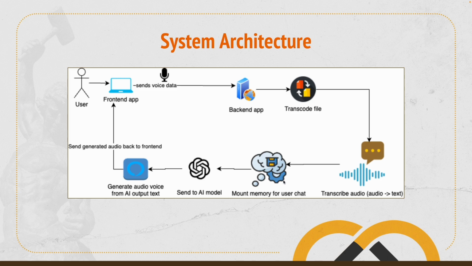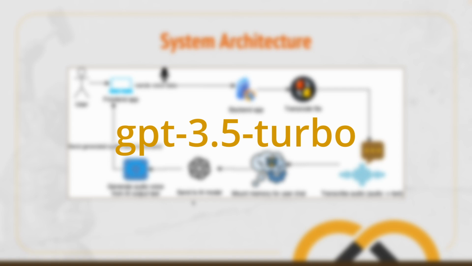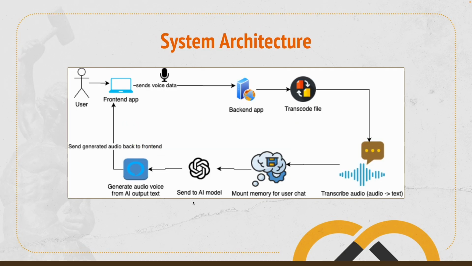So we're going to use this text content to mount the memory for the user chat for the virtual assistant, and then we're going to send this chat memory to the AI model, which is GPT 3.5, the same model that powers ChatGPT. And we're going to take the output from the AI model, and then send it to the voice generator service to convert the text to audio again, and then we'll send this audio file to the user.